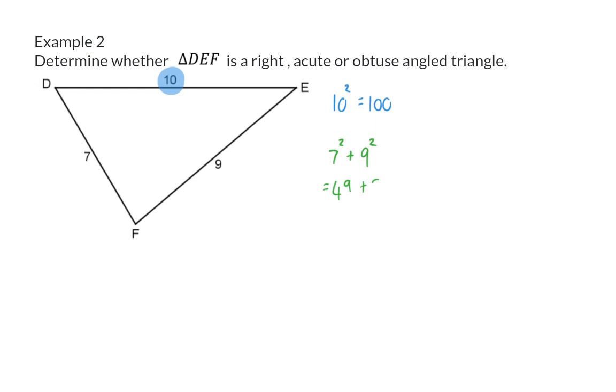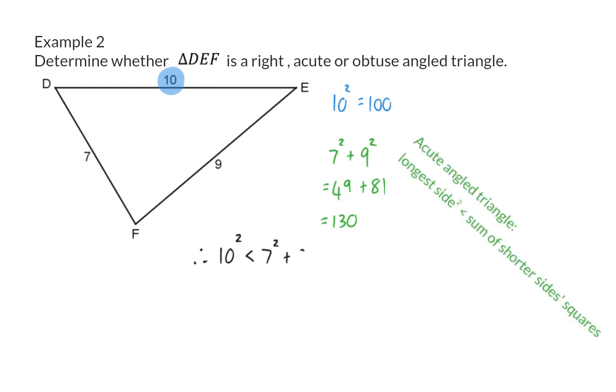49 plus 81 will give us a value of 130. So now we can say that the longest side squared is smaller than the sum of the two shorter side squares, and therefore this is an acute angled triangle.